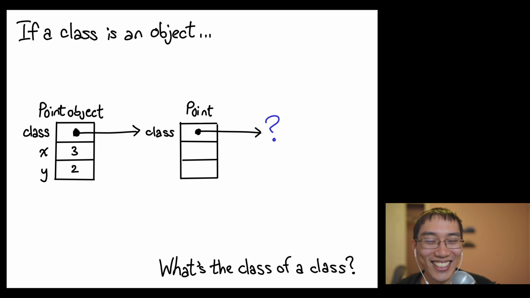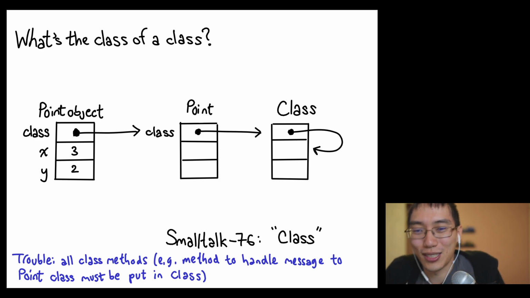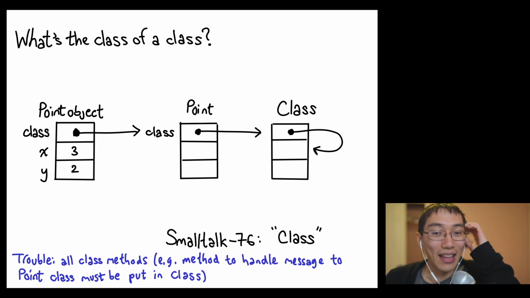Oh, getting a bit meta here. So in Smalltalk 76, their idea was, hey, we'll just say that there's a class object, and every class is a... the class of a point is class, and the class of a class is just class, because that's what class is. And this is the picture we'll have in the situation. And this actually works, but it's a bad idea.